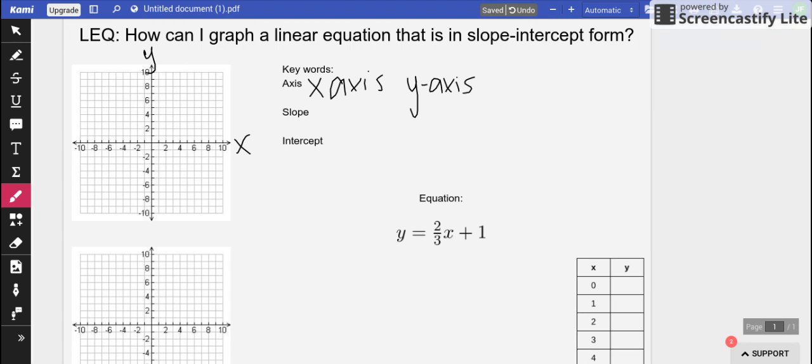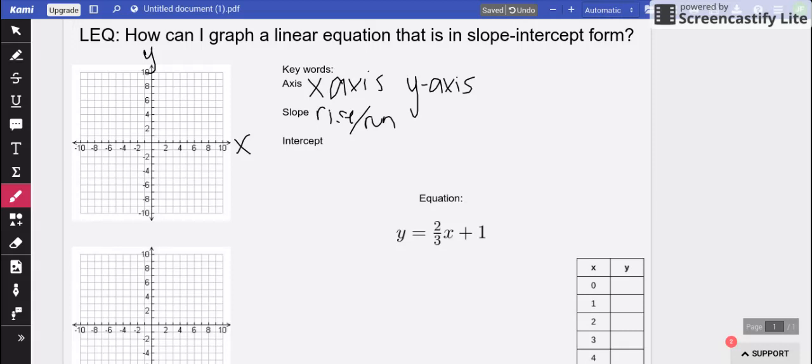Slope is going to be your rise over run. Another way to describe slope is that it is your rate of change for your graph. So it's either going up or it's going down.